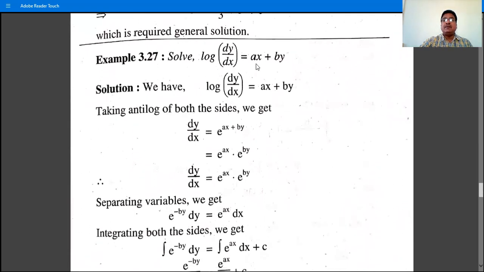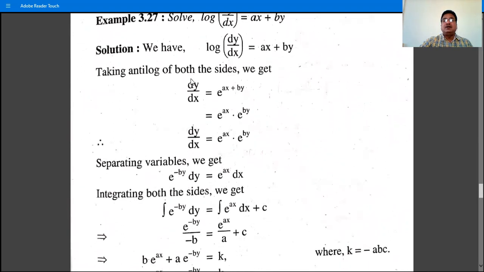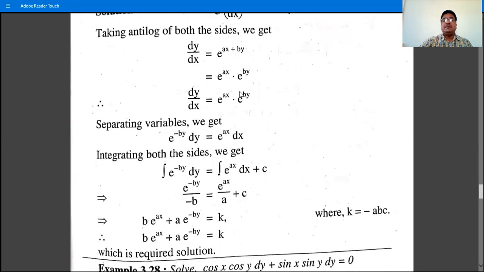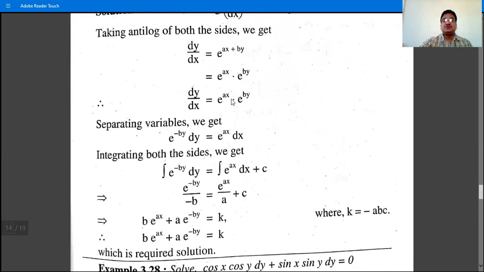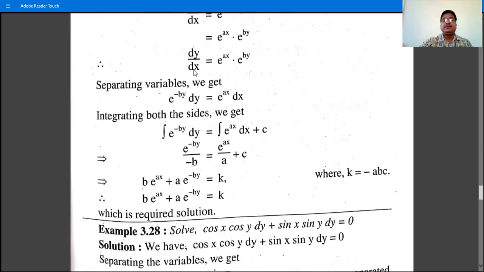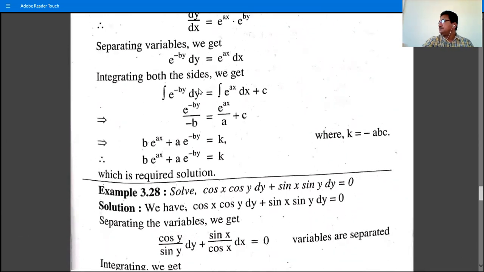Next example, log dy by dx is equal to ax plus by. Taking antilog of both sides, or shift this log to LHS. So we have dy by dx is equal to e raised to ax plus by, because if log a is b, then a is e raised to b. So we have e raised to ax into e raised to by, and dy by dx is this. Separate the variables. This e raised to by to LHS becomes e raised to minus by dy is equal to e raised to ax dx. So now it is in the variable separable form.